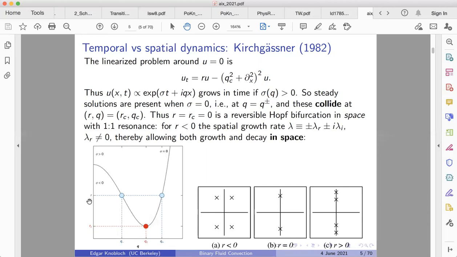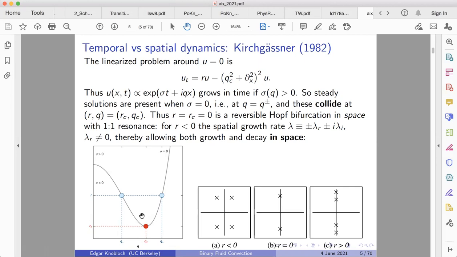And so that's plotted here in the lower left panel. On the vertical axis is this parameter R that I'm varying. On the horizontal axis is the wave number Q. And as I increase R, you see that there is a critical value of R indicated by this red dot. It corresponds to R equals 0 here, at which an instability with the onset wave number QC first appears. And then, of course, if I increase R some more, there's going to be a band of wave numbers that become unstable. Okay, so that's the classical way of looking at many fluid problems.